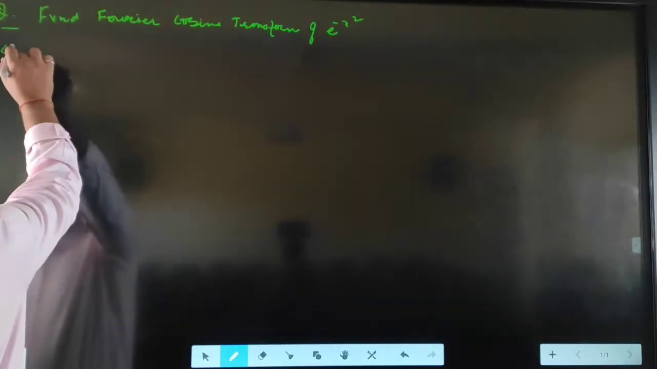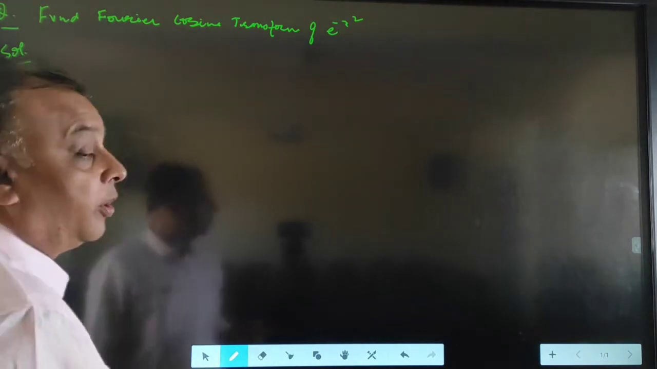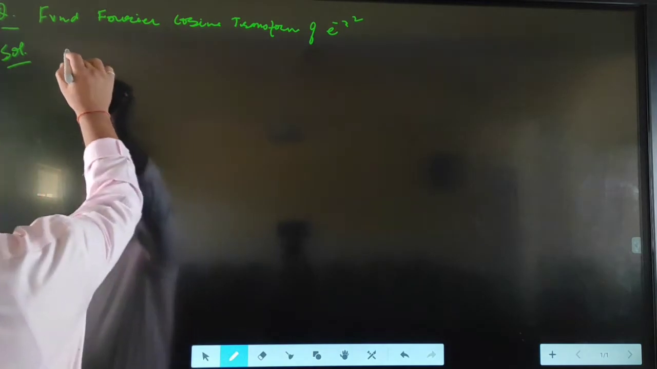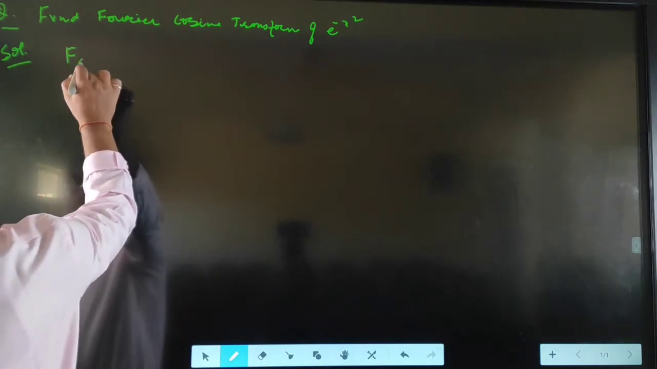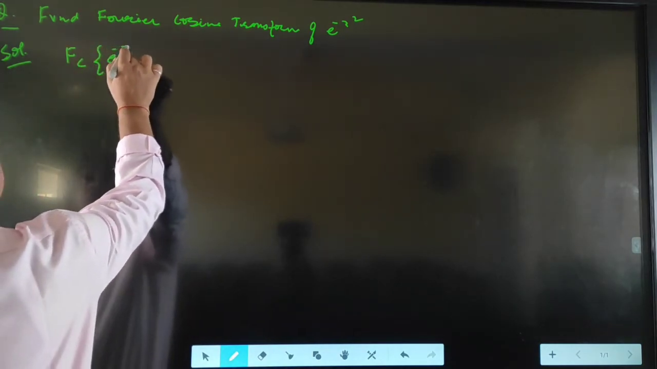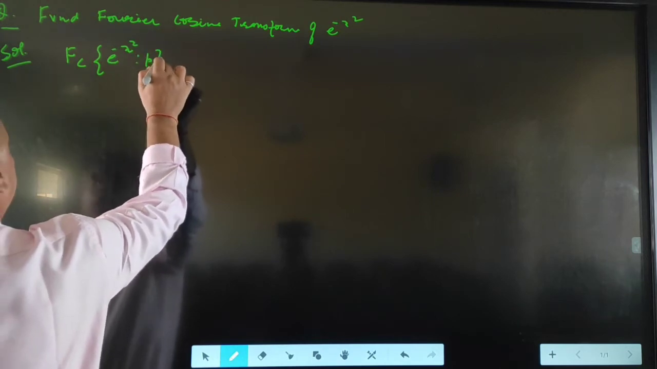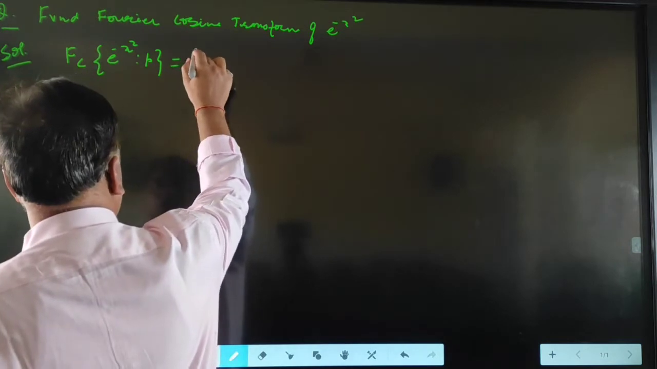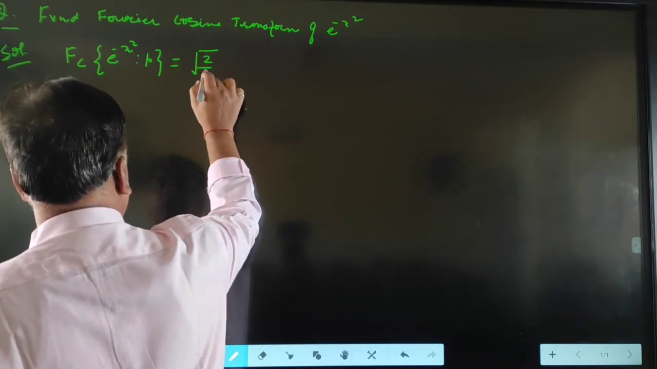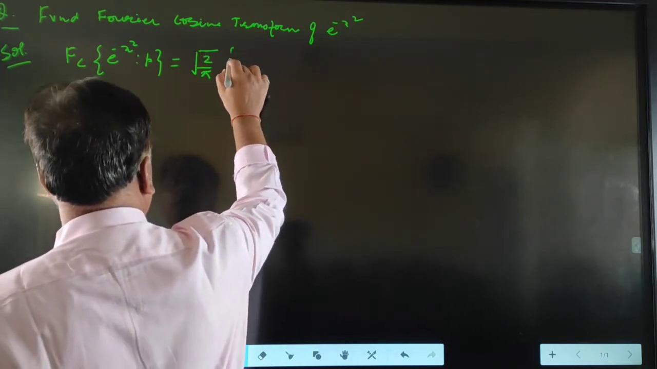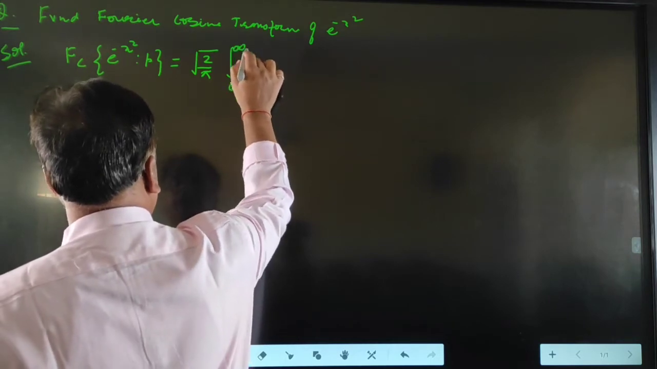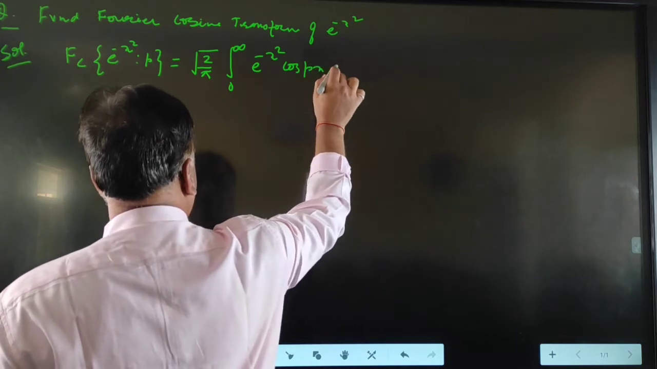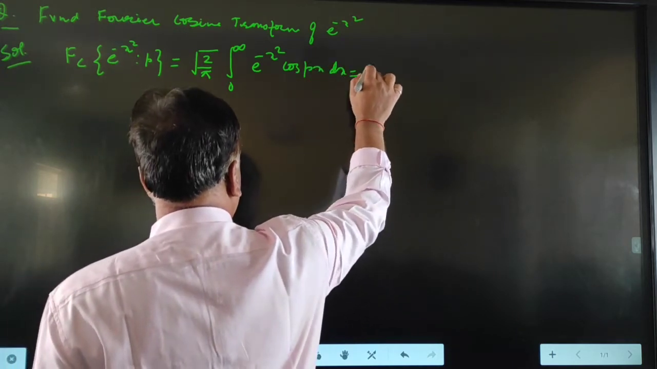So, rather, we have to find the Fourier cosine transformation of e raised to minus x square with respect to parameter p. By definition, we know that this is equal to root 2 upon pi integral 0 to infinity e raised to minus x square cos px dx. Let it be equal to I.